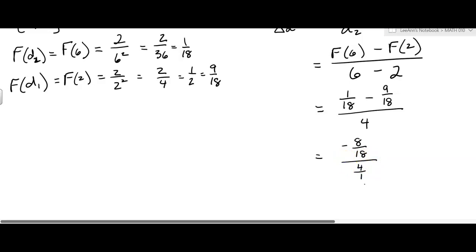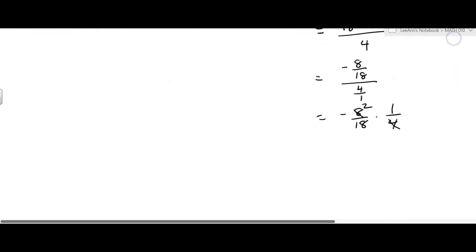I'm just going to keep it this way. That's going to be negative 8 over 18 times 1 over 4. There's other ways you could reduce it. So 4 goes into 8 2 times, so minus 2 over 18. Anyway, I'm getting minus 1 over 9.